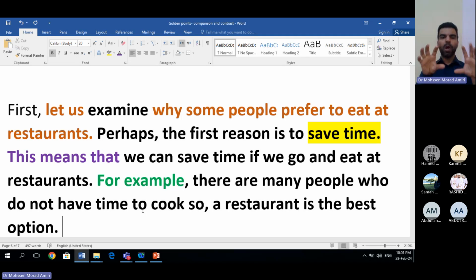This is one sample for the body. After you write the introduction, this is one sample. First, let us examine why. First, let us examine why.